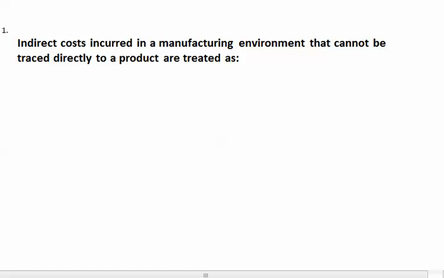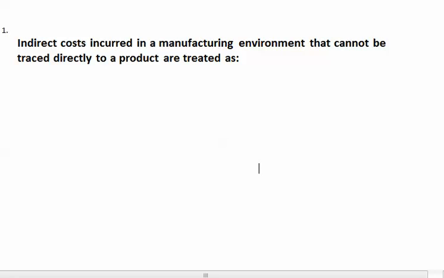This is a question that asks us for the indirect costs incurred in a manufacturing environment that cannot be traced directly to a product, and how they are treated. As I mentioned in the previous product cost discussion, we have three costs, two of which can be traced: our direct materials and our direct labor. The factory overhead, on the other hand, is composed of those costs which cannot be traced.